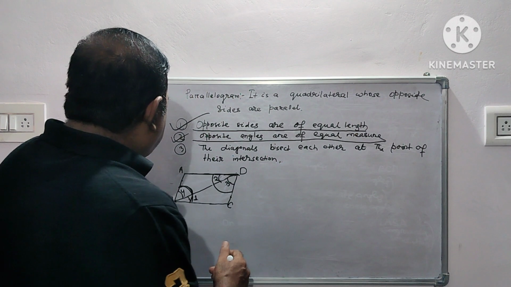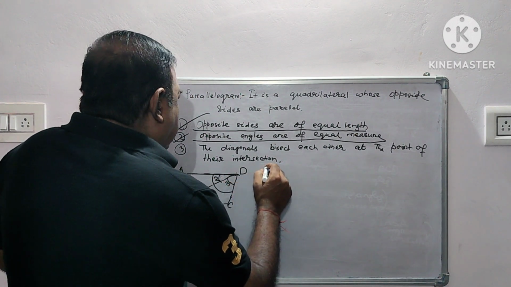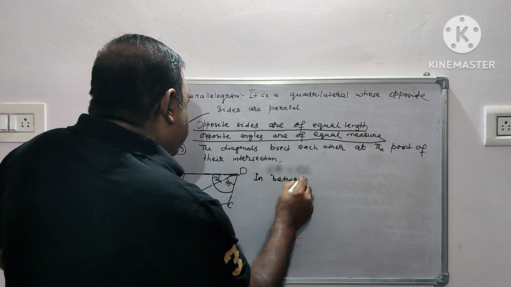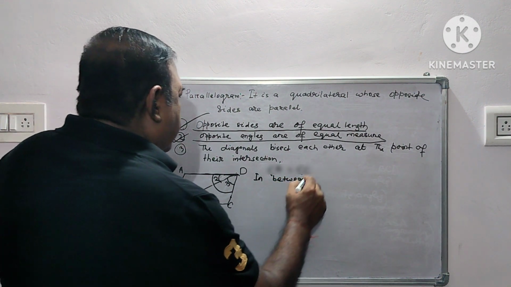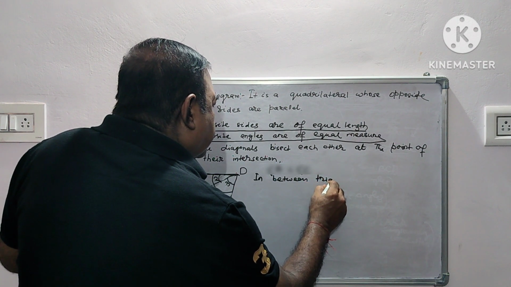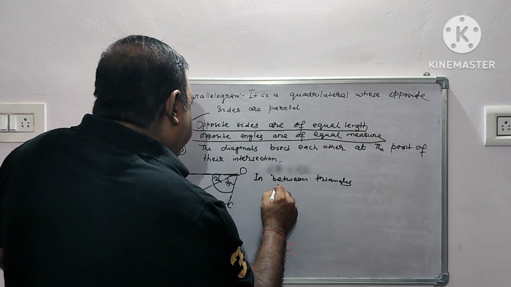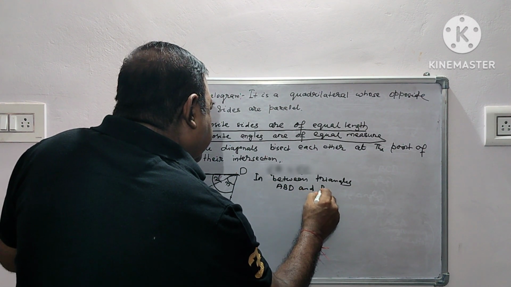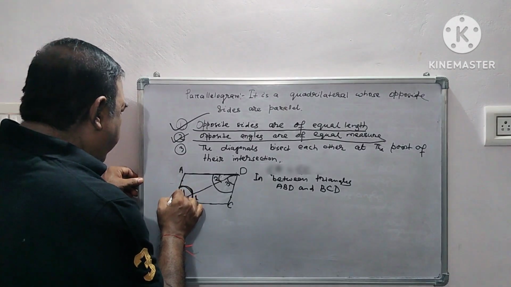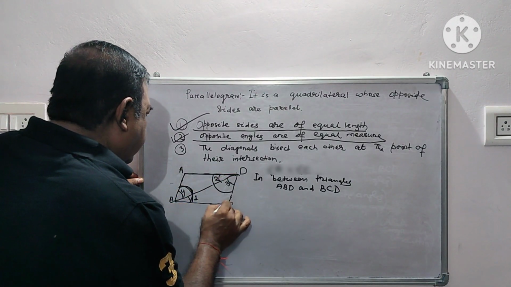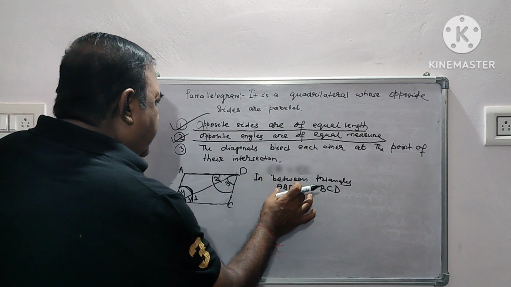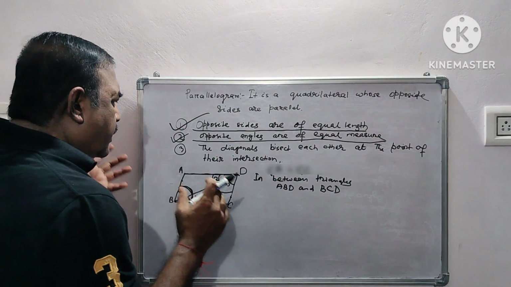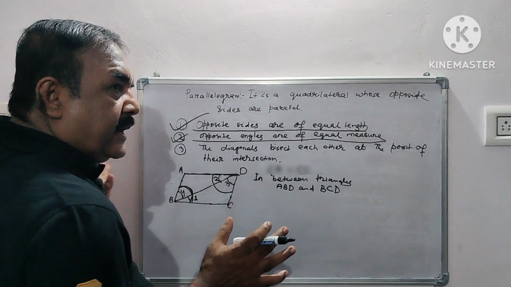So now we will prove. So you see in between triangles ABD and BCD, ABD and BCD, in between two triangles. What we have to mark here? Whether they are congruent or not. If they are congruent, then our matter is solved.